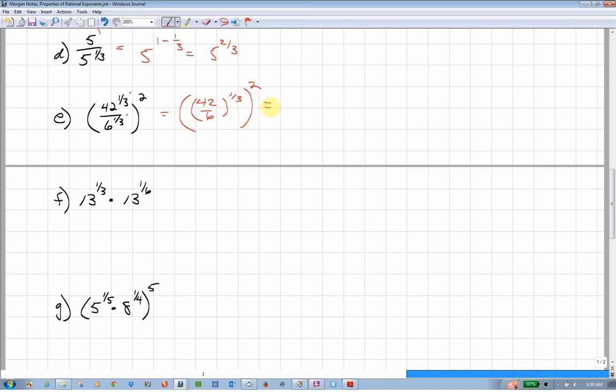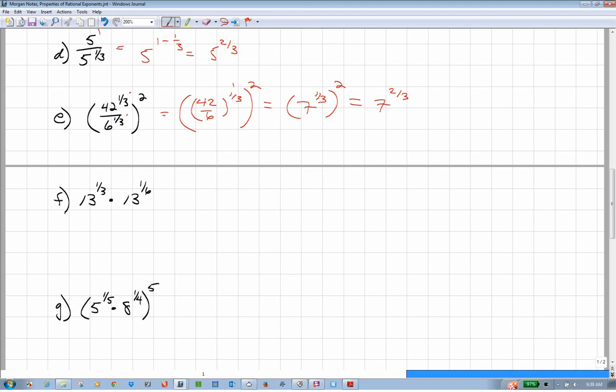Well, now 42 divided by 6 is 7. So if my denominator can divide into the numerator and they have the same exponent, it's probably easier for me to combine them and give them the same exponent like I did right there. That's probably the simplest way to work it. So I've got 7 to the 1/3 squared, which would be 7 to the 2/3. That would be the simplest way.